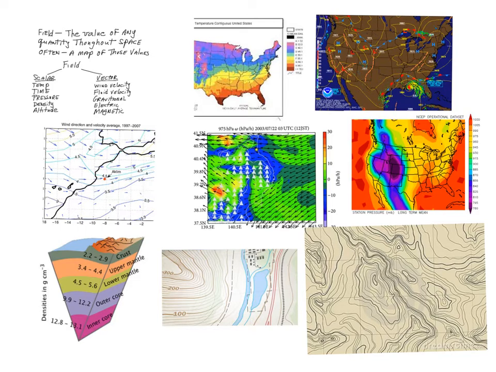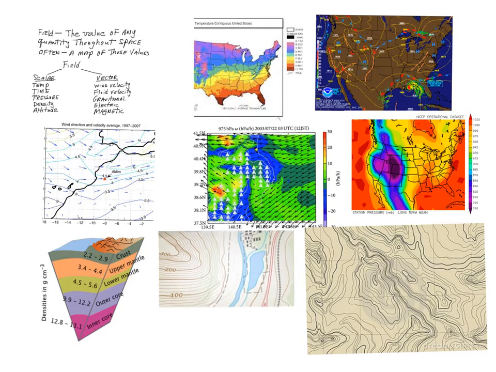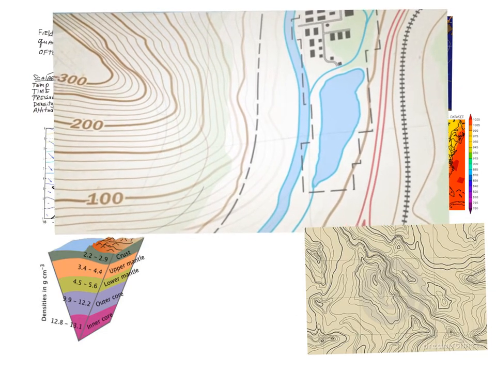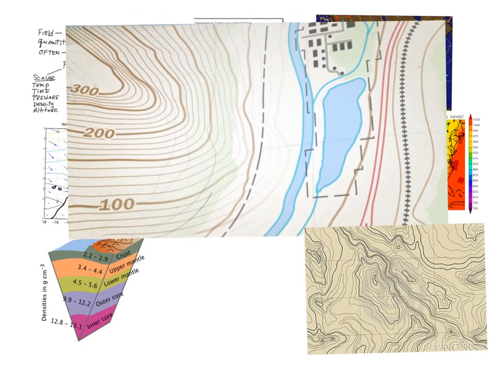Okay, here are a wide variety of field examples. Most of you are familiar with topographic maps. Each line represents a height, like 300 feet or 200 feet. And so by drawing these lines and putting the numbers in, it gives you a good visualization of the topography of the area.